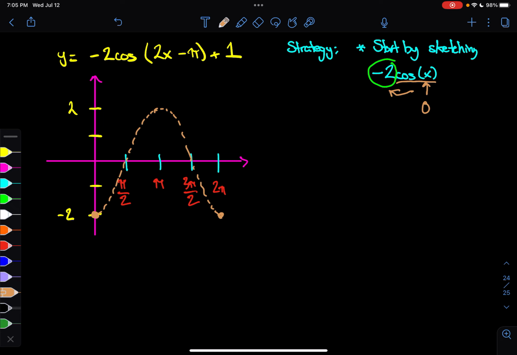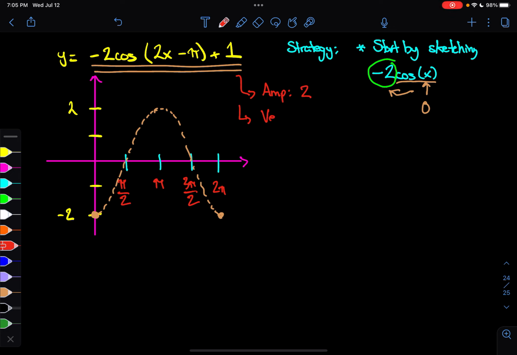Okay, so what about doing this graph in its entirety? Okay, well, let's try it. Let's look at this graph and figure out some things about it. We already know the amplitude is going to be 2. Okay, there's a vertical shift. A vertical shift of what? That means up and down. Well, we're taking the entire graph and bumping it up 1 unit.